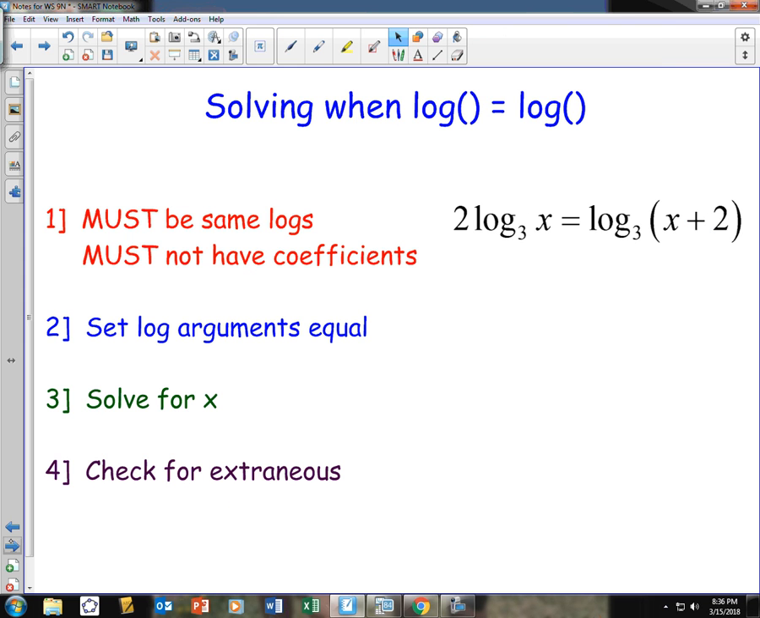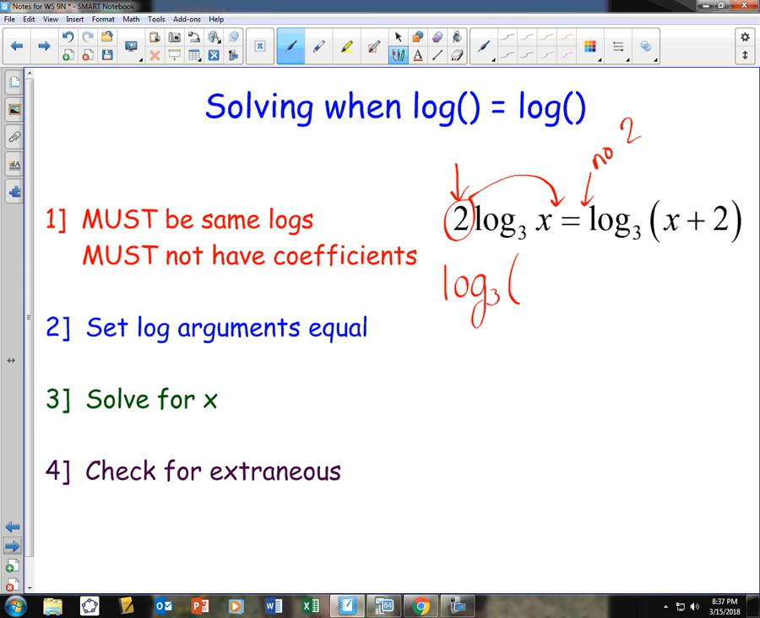All right, so then what about something like this? So this is a log equaling a log. And the problem is we've got a 2 out in front of this one, but there is no 2 here. So we can't just set the arguments equal. But if I take this 2 and I apply it to the x, this now looks like log base 3 of x squared equals log base 3 of x plus 2.